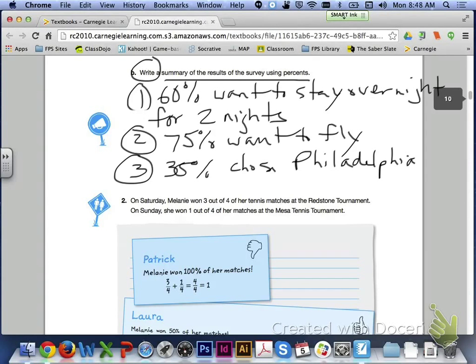Everyone's answers are going to vary. For letter B, a couple of things that I came up with. It shows that 60% of the students would like to stay overnight for at least 2 nights. 75% of the students would like to fly rather than ride a bus. And out of the 100 6th graders who responded, 35% would like to go to Philadelphia. So those are 3 things that I came up with. Hopefully you have a chance to talk with your group members and find some of these or others as far as a summary of the results.